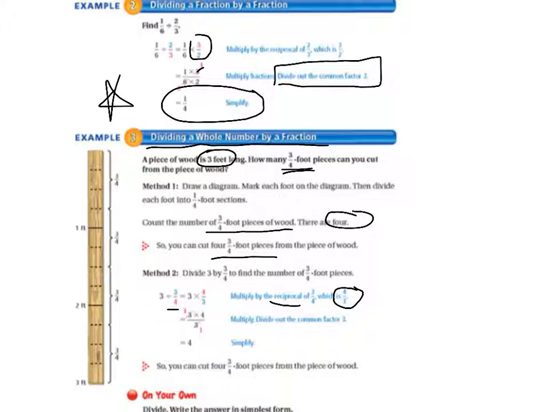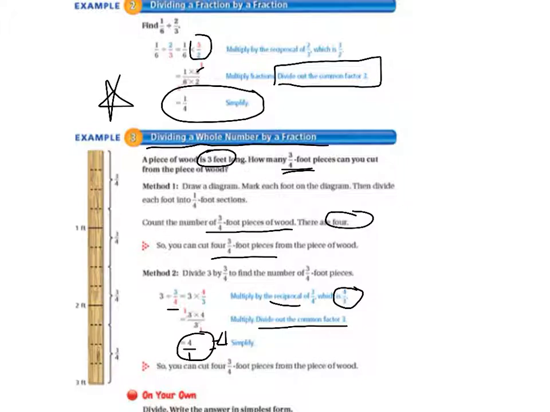3 over 1, and since it's a 1, the book is leaving it out because you know that in your head, and you're in 6th grade now. You don't have to write everything. So 3 over 1, and then we get to divide out the common factor of 3. 3 goes into itself one time, 3 goes into itself one time. So you end up with 1 times 4 on the top and a 1 on the bottom. So 1 times 4 is 4, and there's a 1 on the bottom, so 4 over 1 equals 4, which is what the book had.